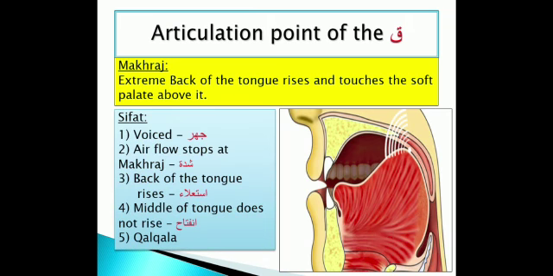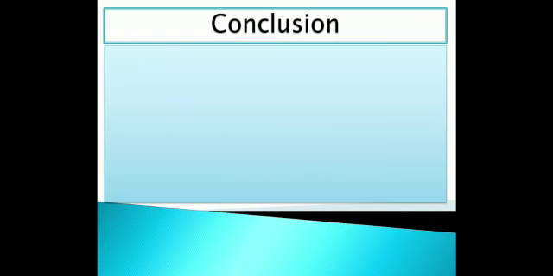These are the sifat of the letter Qaf. And the third quality, sifat isti'la, is the quality which will make the letter Qaf full mouth when the back of the tongue rises.